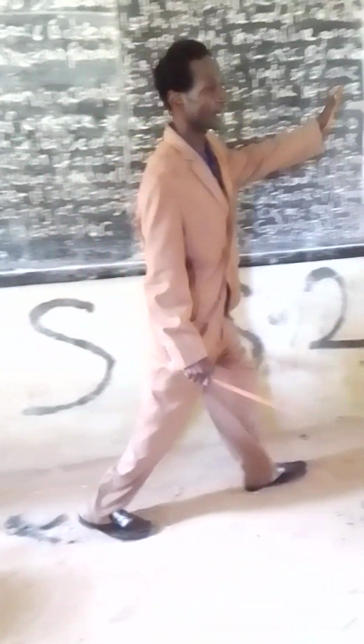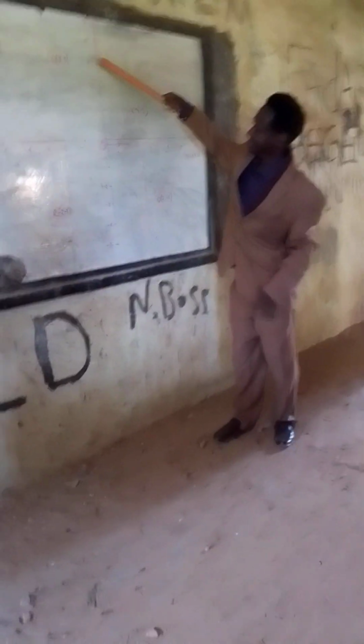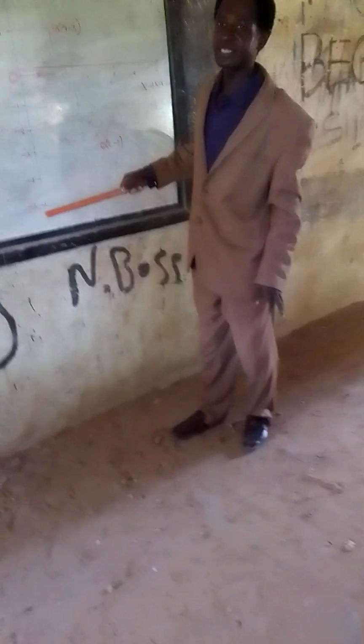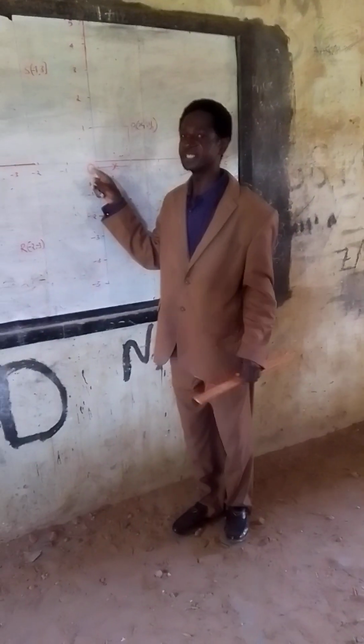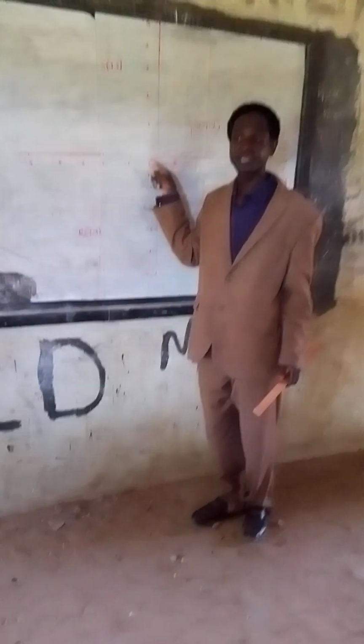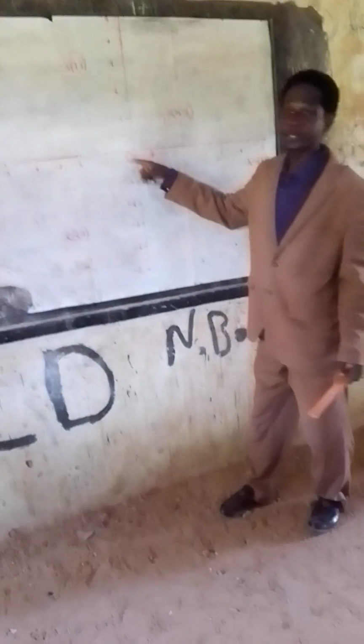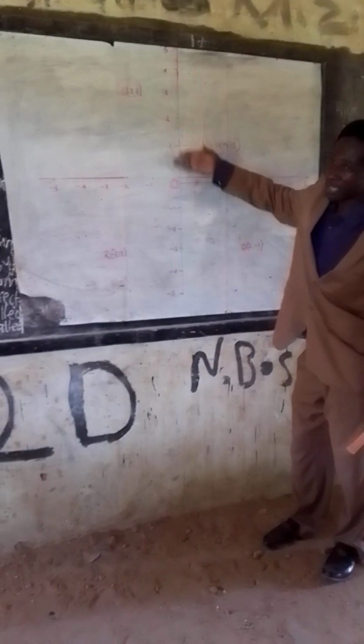Look at it here. These are two lines. They are intersecting at an origin O. This is O, which is the starting point. They intersect at the origin O and are perpendicular to each other.